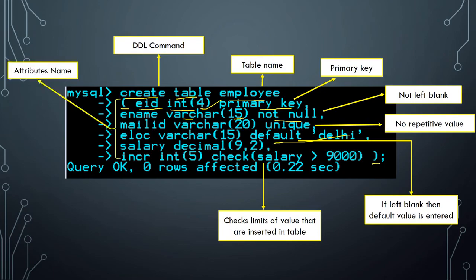So you can see over here, I have employee ID, employee name, mail ID, employee location, salary, increment, different attributes. These are the attribute names, or you can say the column names. So in today's lecture, we learned how to create a table and how to apply integrity constraints on a table while creating it, because they are applied to maintain data integrity in our system. That's why these are known as integrity constraints.